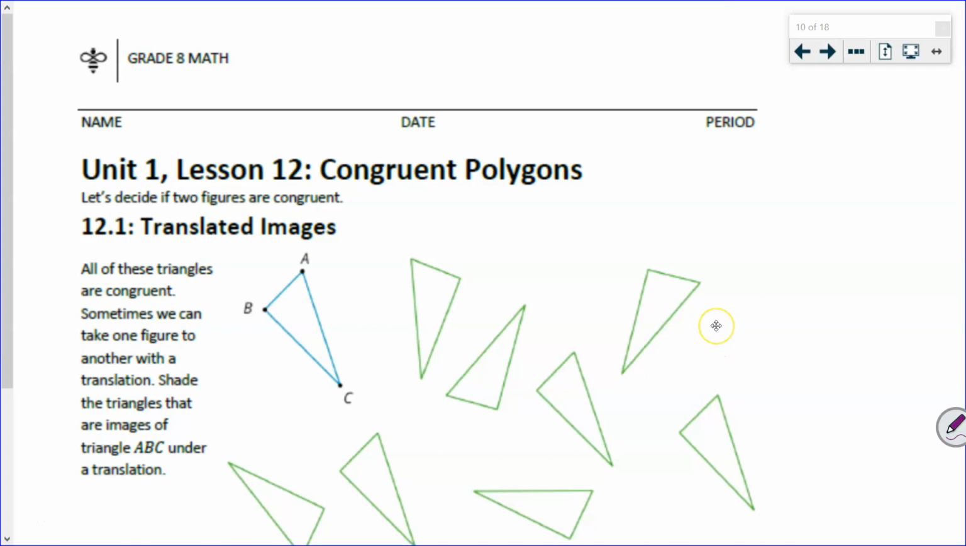Hello, Math 8 students. This is Unit 1, Lesson 12, Congruent Polygons. We're going to continue our discussion on congruence and really solidify what congruence truly means.